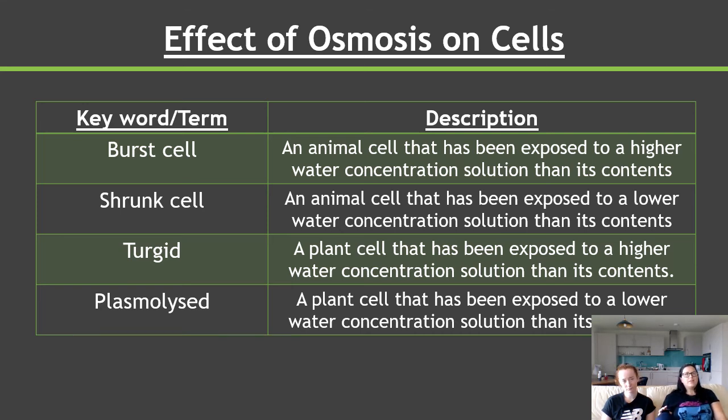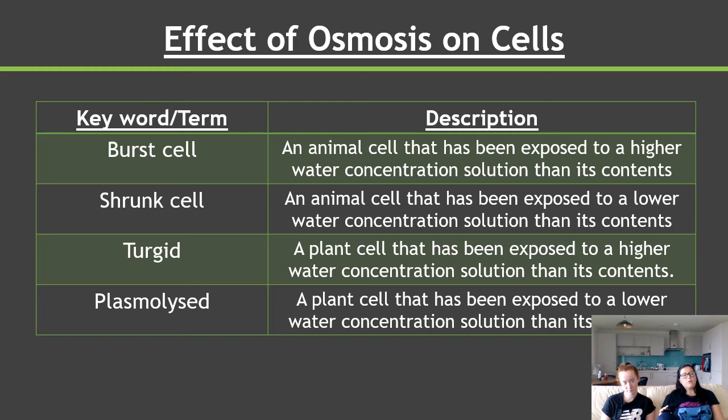And it's mainly this idea that you need to know what conditions would cause these words on the left to happen. So a burst cell would be an animal cell that's been exposed to a higher water concentration solution than its contents. Water's flowed in, and then it's burst. Okay. So a shrunken cell is an animal cell again that's been exposed to lower water concentration. So the water has then moved out of it, so it is starting to shrink and become smaller and smaller, and it is losing water.